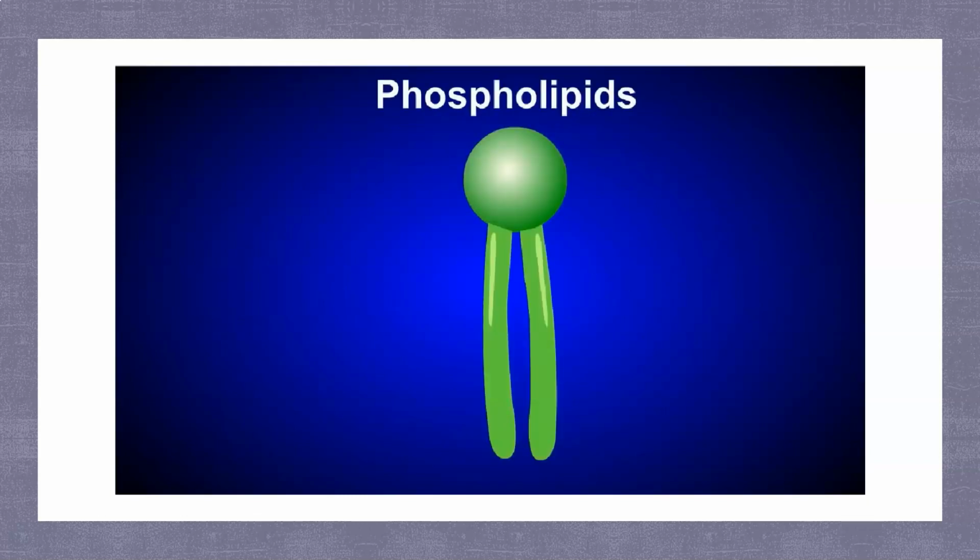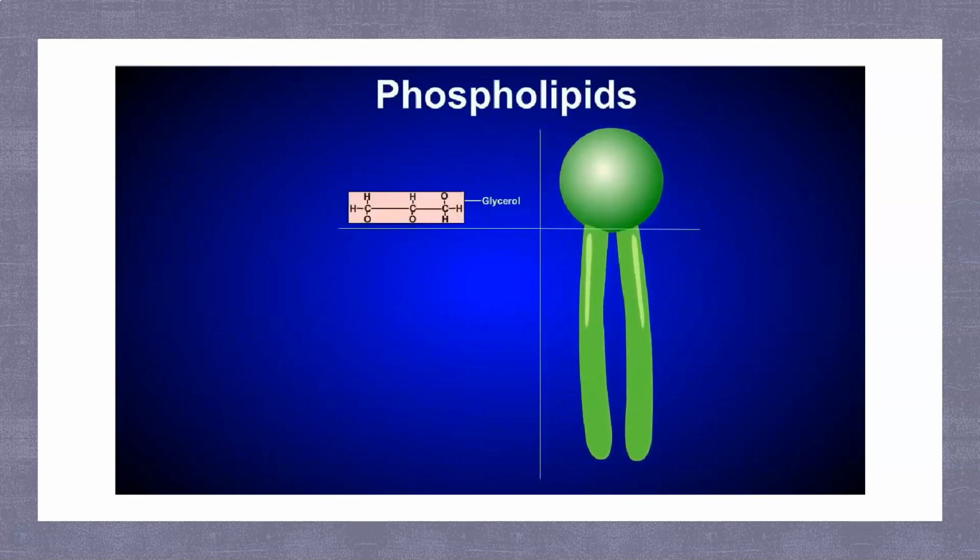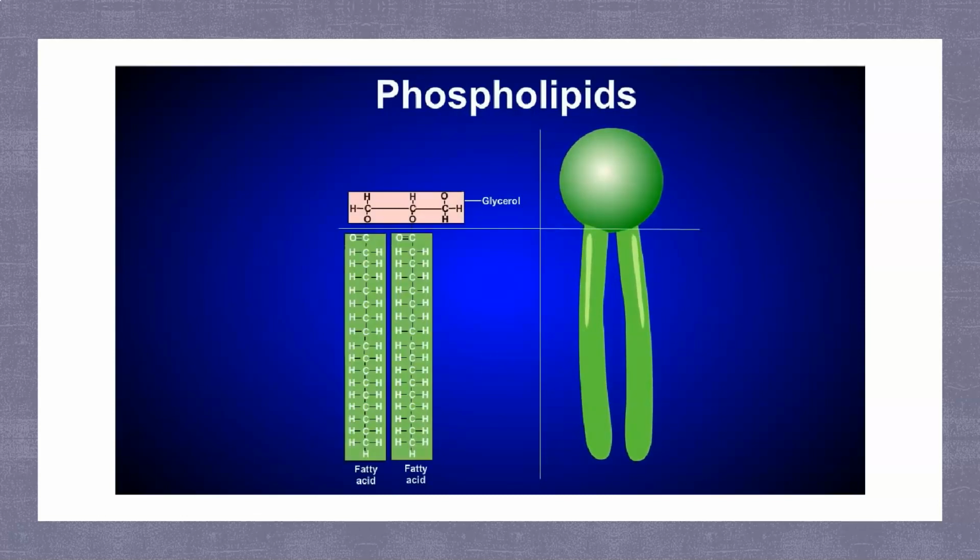Phospholipids are similar to triglycerides in that they contain glycerol and 2 fatty acids. What's different is that a phosphate group, rather than a 3rd fatty acid, is attached to the 3rd carbon of glycerol. Phospholipids are extremely important, mainly because of their unique properties in regard to water.